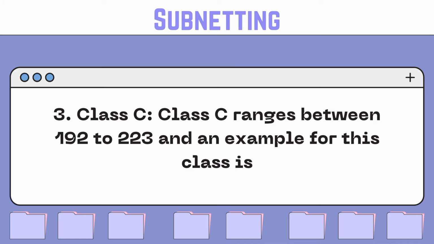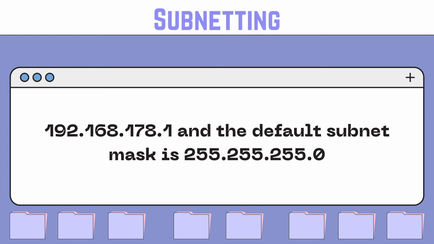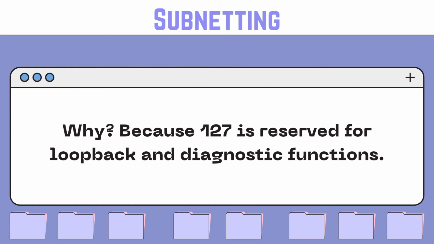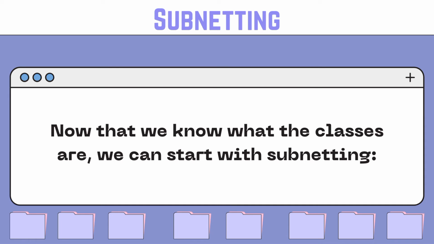Lastly, Class C. Class C ranges between 192 to 223. An example of this class is 192.168.178.1. And the default subnet mask of this is 255.255.255.0. As you may have noticed, the number 127 isn't included here. Why? Because 127 is reserved for loopback and diagnostic functions. Now that we know what the classes are, we can start subnetting.